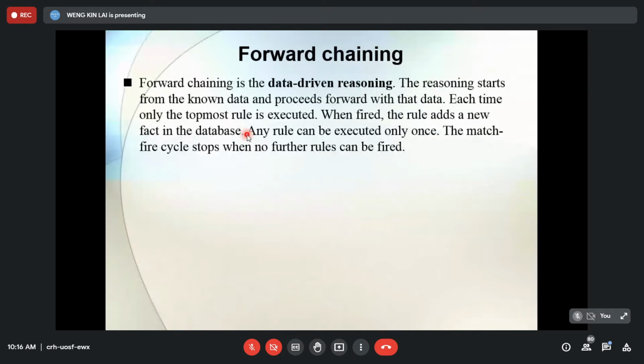This is what we call the match-fire cycle. You look at the rules. Does it match your inputs? Yes, you fire. Otherwise, you skip and go to the next rule. This match-fire cycle stops when no further rules can be fired. Of course, you need to go through all the rules, and some will fire, some may not fire. So again, you need to process all the rules. No rules can be missed, otherwise your system will not be accurate.